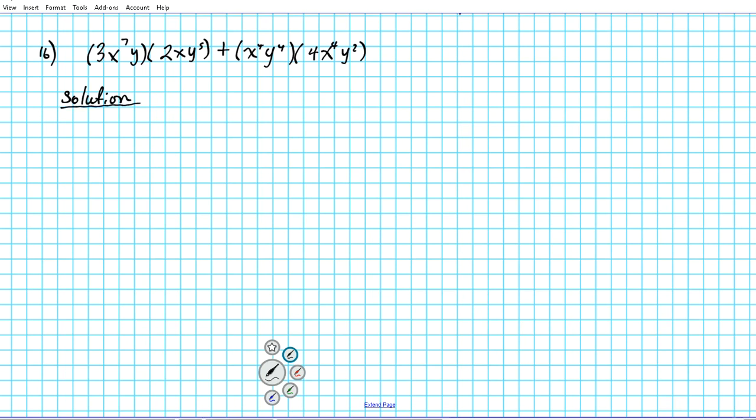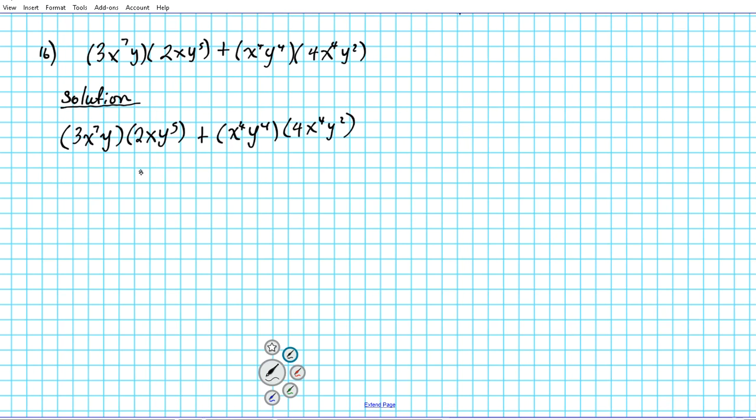So I'm going to rewrite the problem. We have 3x to the 7y, 2xy to the 5th, plus x to the 4th, y to the 4th, 4x to the 4th, y square. All right, so following order of operations. To simplify this, we're going to multiply first and then add after that. Okay, just following, please excuse my dear Aunt Sally. So let's carry out the product of these two products here, this product of these monomials, and then we find the sum of the product.